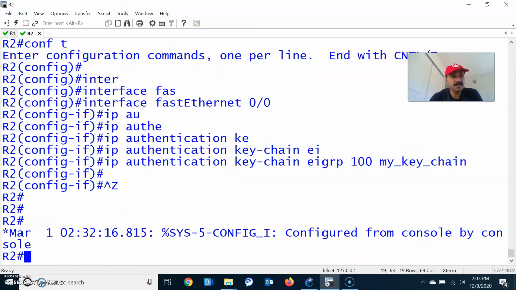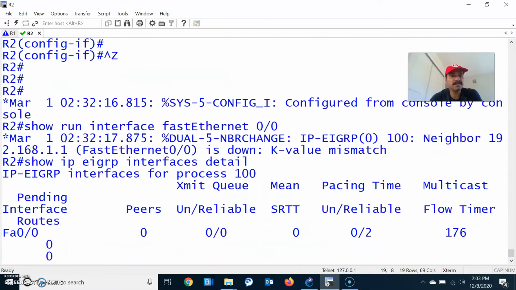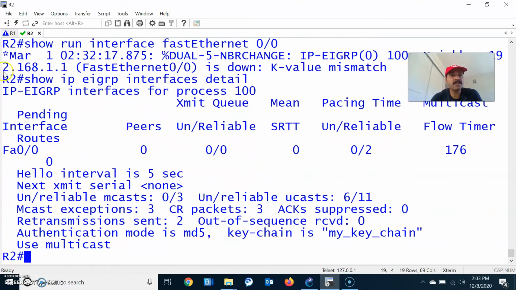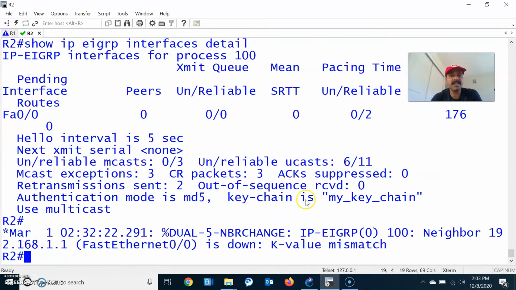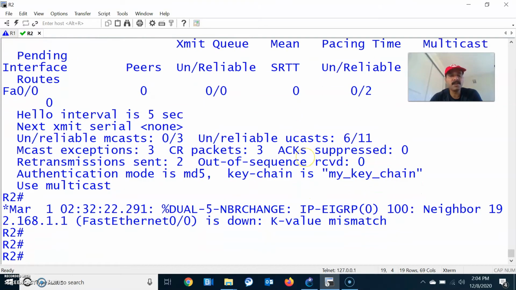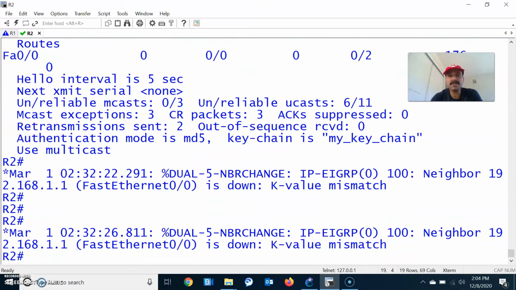So now let us see the EIGRP interfaces. Now you are able to see, right, both the authentication modes are MD5 and the keychain is my keychain. So now this first error is fixed. There was a keychain mismatch and an invalid authentication. We have fixed that error.